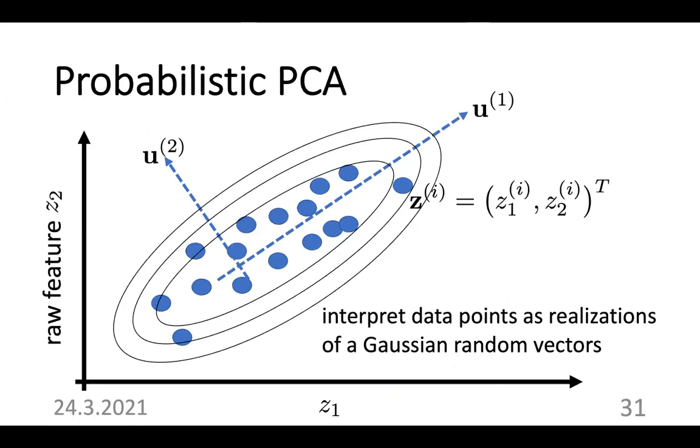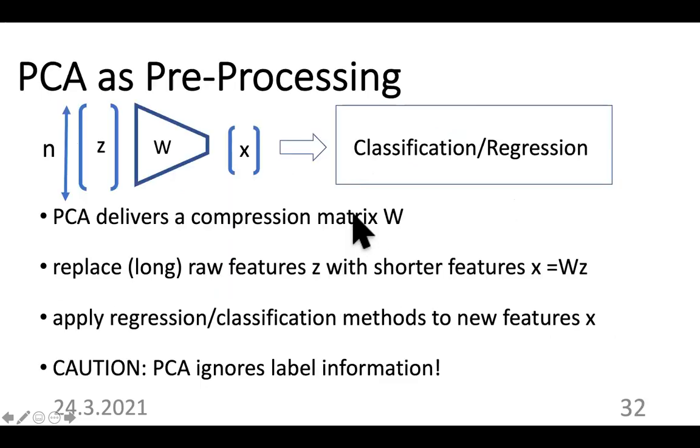Then another variant is based on a probabilistic model. In particular, probabilistic PCA is based on representing these data points as realizations of a Gaussian random vector. And this is similar to what we heard about in soft clustering, where we used a mixture of Gaussians. But here it's even simpler. Here we only use one Gaussian distribution and interpret all the data points as realizations of this Gaussian random vector.